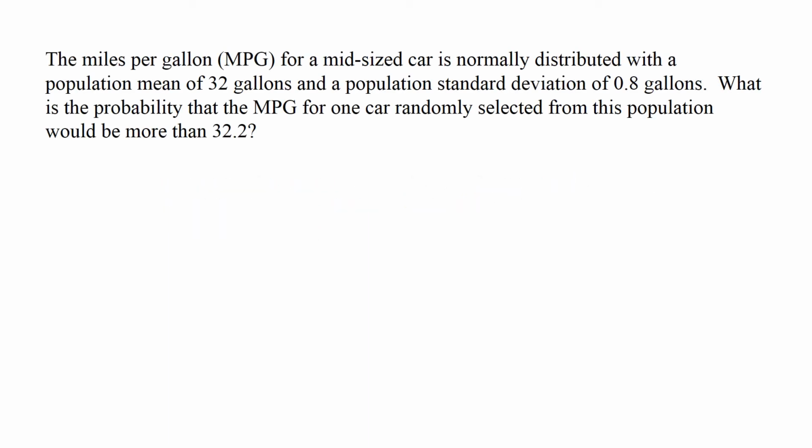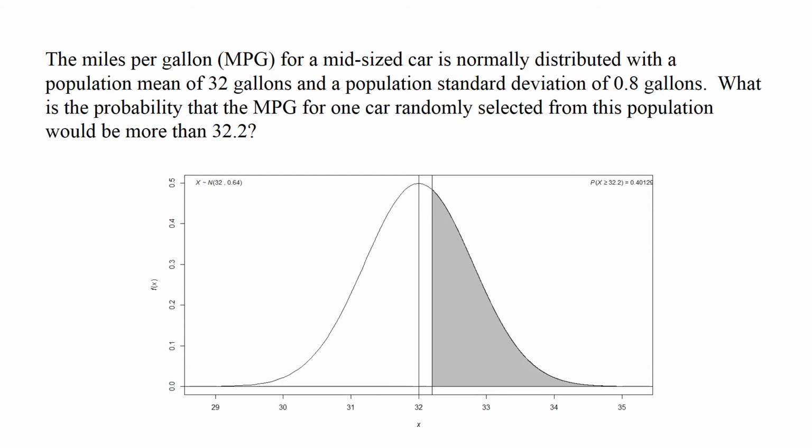The next problem says the miles per gallon for a mid-sized car is normally distributed with a population mean of 32 miles per gallon and a population standard deviation of 0.8. What's the probability that the MPG for one car randomly selected from this population would be more than 32.2? Once again, the first step is to sketch out the distribution and shade the area you're looking for. 32.2 is greater than the mean of 32, so this point will be higher than the mean, and we're looking for an upper tail area. Here's the distribution. I've shaded the area above 32.2, and that's the area we're looking for.